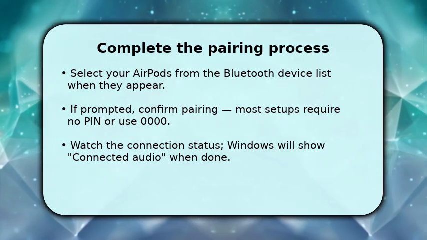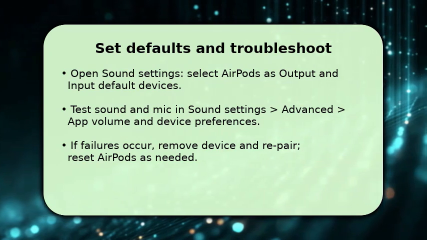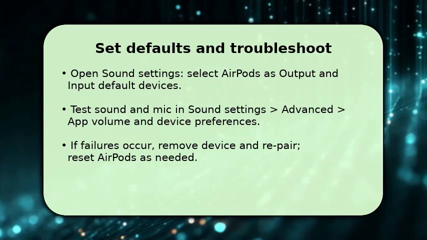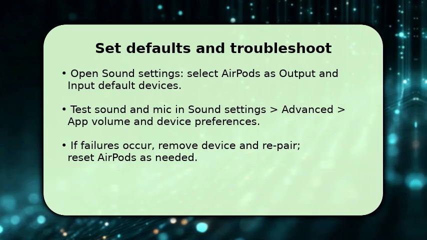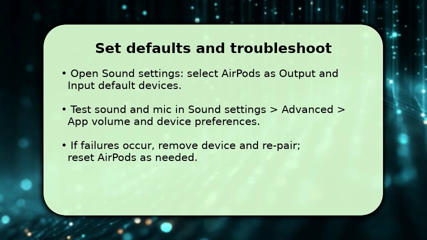Once connected, set the AirPods as the default output and input in sound settings so apps route audio correctly. Test playback and the microphone using a quick app or the sound control panel. Make adjustments in advanced audio options for per-app routing.